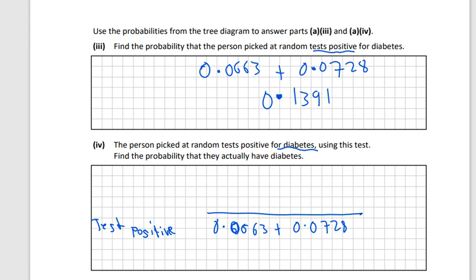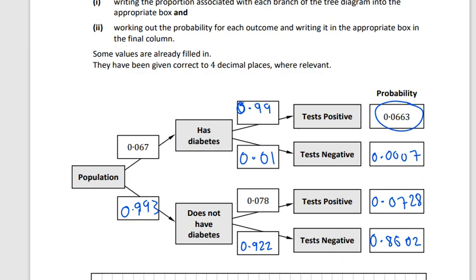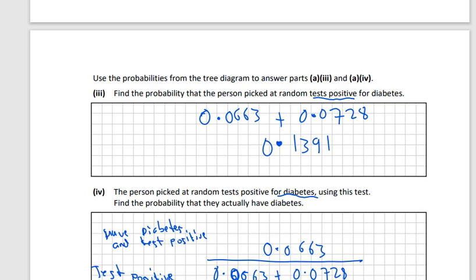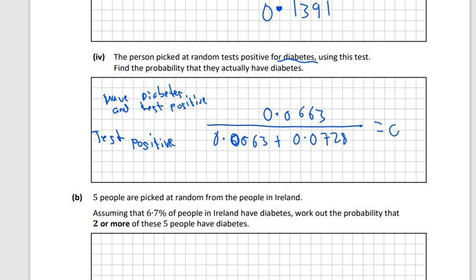And people on top are the people who have diabetes and test positive. So that would be 0.0663. That will give us 0.4766.